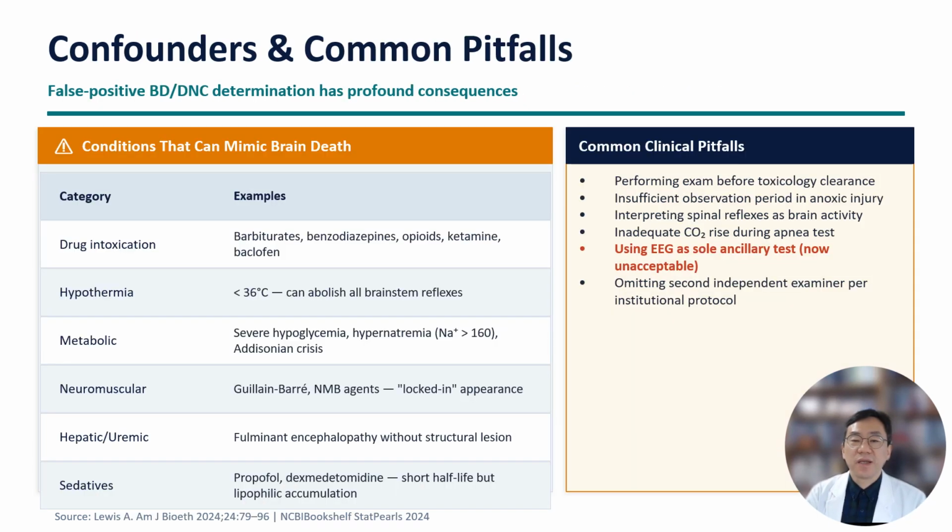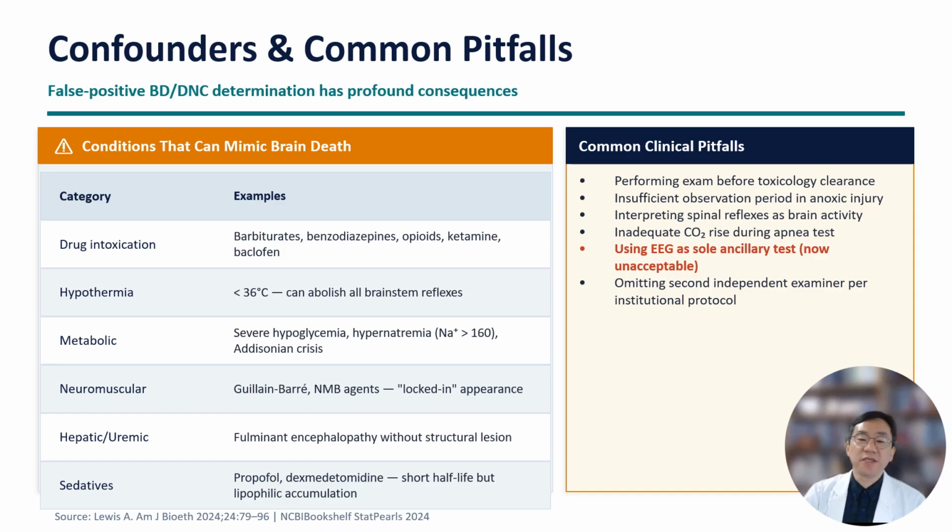Let's talk about what can go wrong, because a false positive brain death determination has profound, irreversible consequences. This is one situation where you absolutely cannot afford a mistake. Several conditions can mimic brain death. Drug intoxication is the most common. Barbiturates, benzodiazepines, opioids, ketamine, baclofen. One of these can suppress neurological function to the point where it looks like brain death. Hypothermia, even just being below 36 degrees, can abolish all brain reflexes.